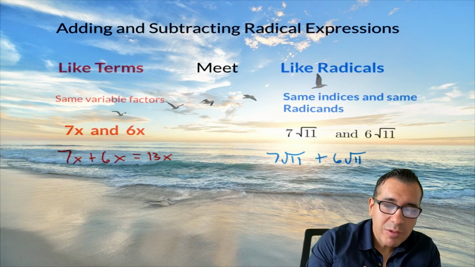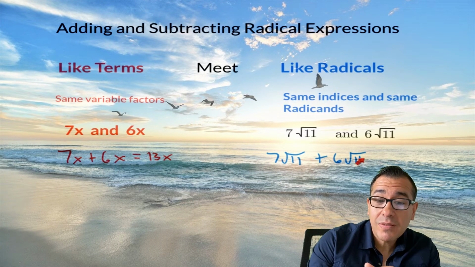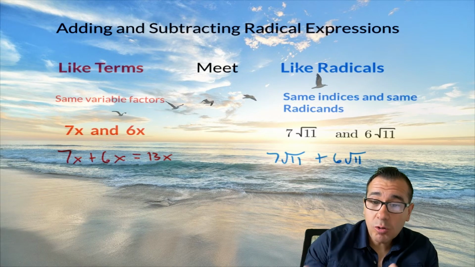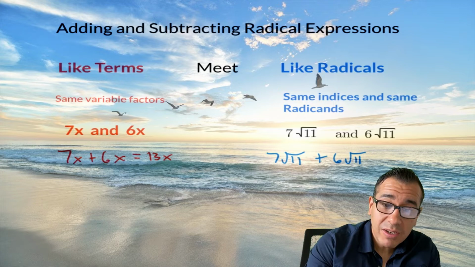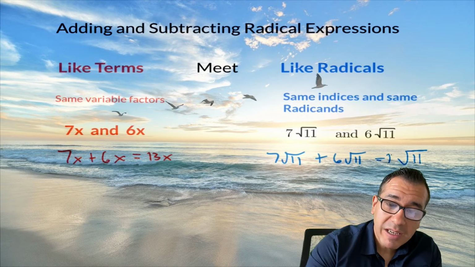Here's a way you could think about it that might help you out. How many square roots of 11 do I have here? Well, I have 7. How many square roots of 11 do I have here? I have 6 of them. So in total, how many square roots of 11 do we have? Well, we have 13 of them.